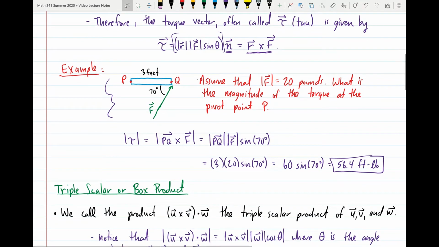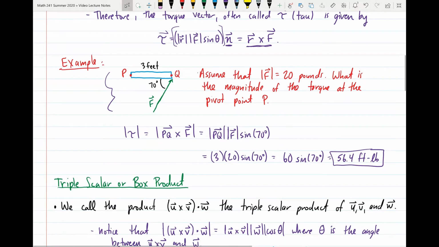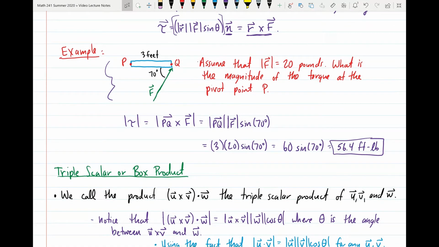So assume that the magnitude of our force vector is 20 pounds. We want to find the magnitude of the torque at our pivot point P. Well, we just found out that the magnitude of the torque, which I call tau here, is equal to the magnitude of the cross product between our vector PQ and our force vector F.